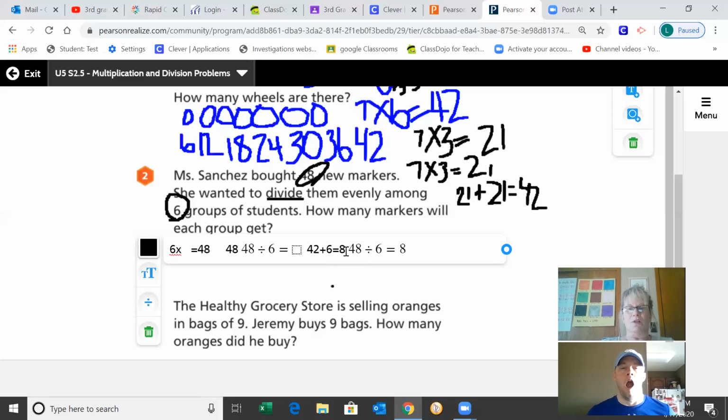And so you can use your multiplication to help you with division. So right here, the missing factor is 8. So if you're able to, use your multiplication facts to help you with division.